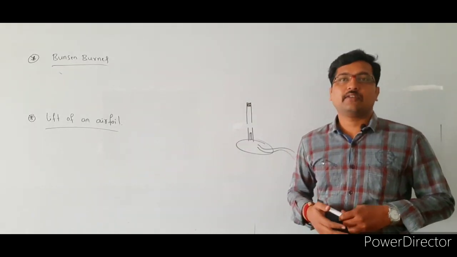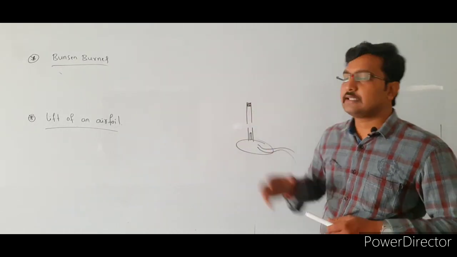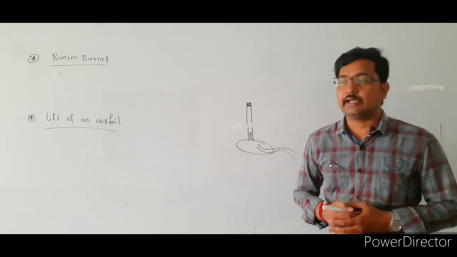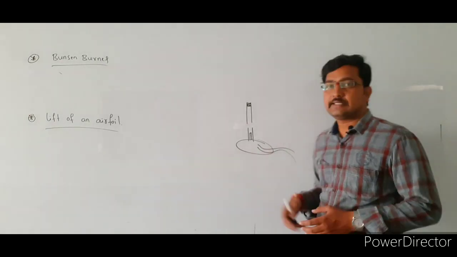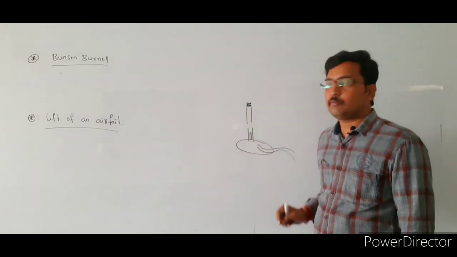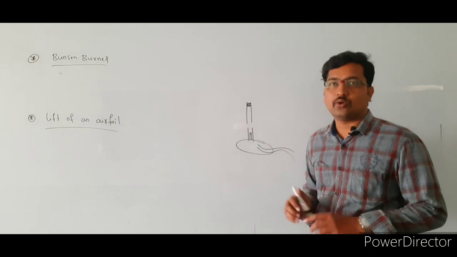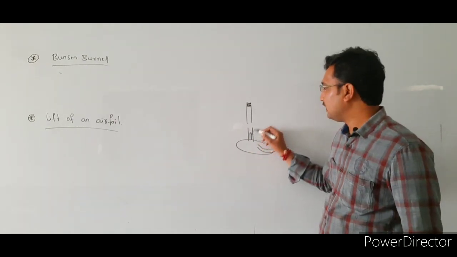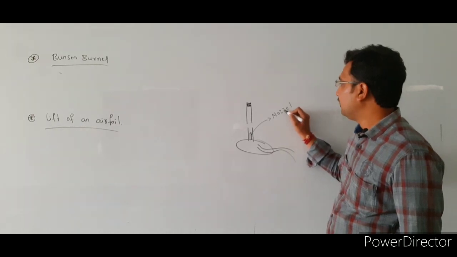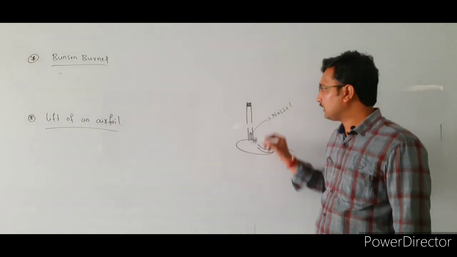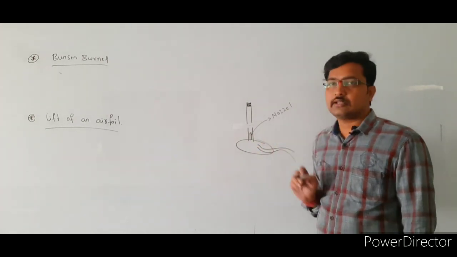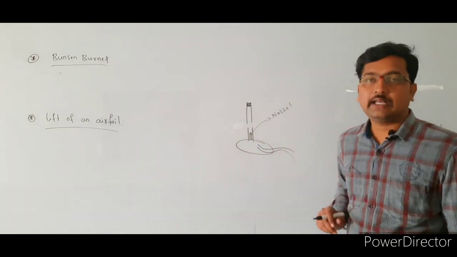The next applications of Bernoulli's theorem are the Bunsen burner and the lift of an airfoil. See here, this is a Bunsen burner. It consists of a vertical pipe, and this is the nozzle, and these two are the side holes in the vertical pipe.